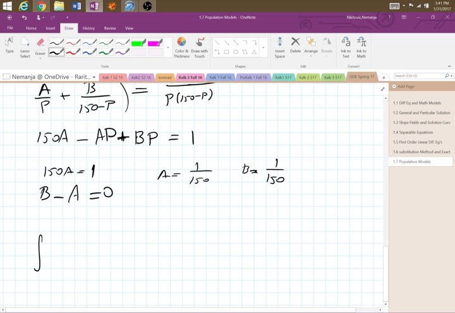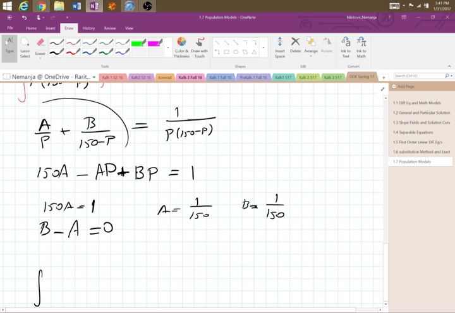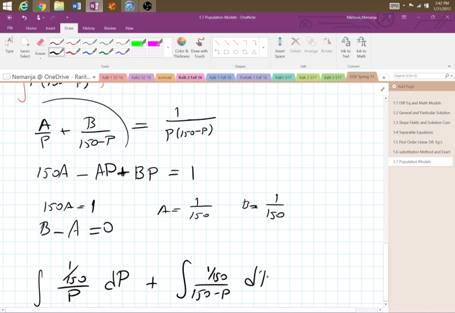You're waiting for me to solve this, right? Because no one remembers partial fractions. You have your A, you have your B, you plug them in. So the integral of 1 over 150 divided by P, dP, plus the integral of 1 over 150 divided by 150 minus P, dP.